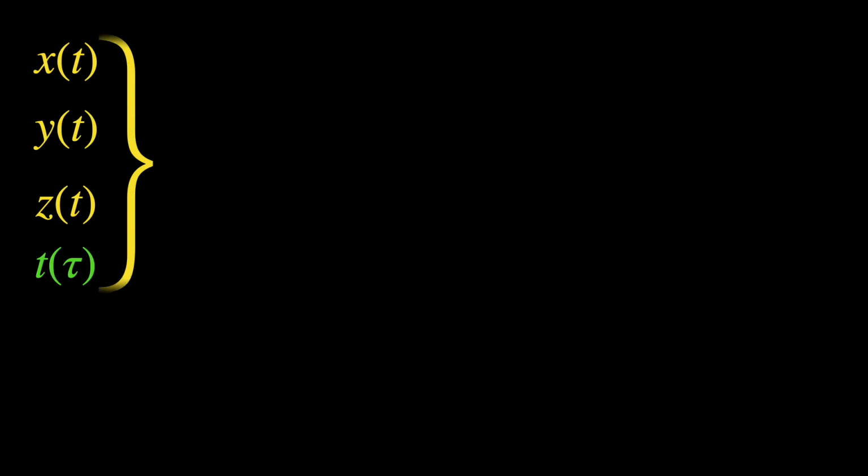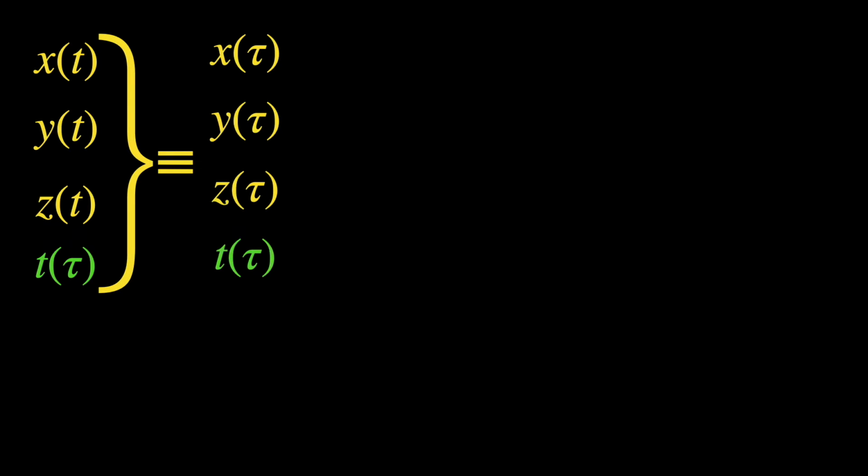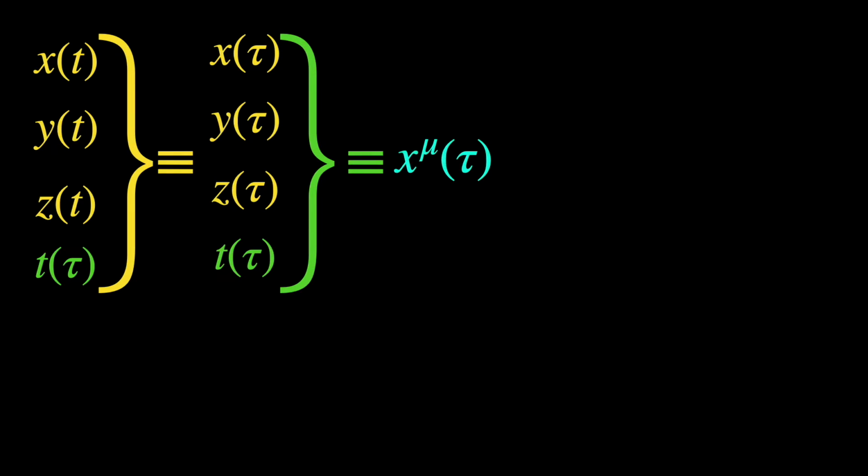Anyway, now we have the object's position coordinates as functions of coordinate time, and then also coordinate time as a function of proper time tau. Thus, effectively, we have the object's position coordinates xyz and time coordinate t as functions of the proper time tau. Collectively, these are called the space-time coordinates x mu.